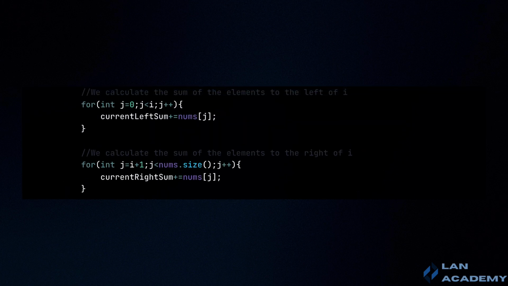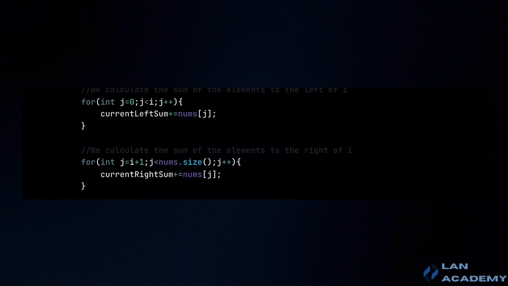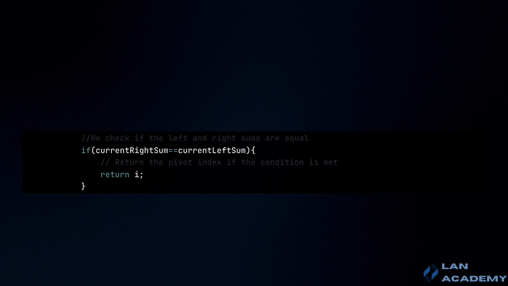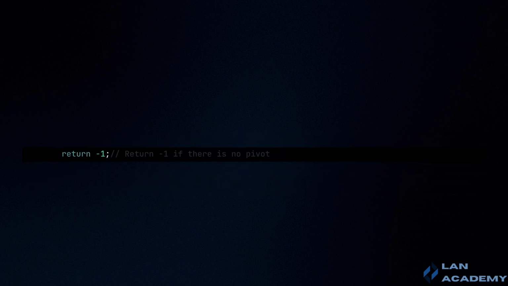After calculating the left and right sums for the current index, I check if they're equal. If current right sum equals current left sum, I have found my pivot index, so I return the current index I. If I finish looping through the array without finding a pivot index, I return -1 to indicate that no such index exists. Let me provide another example to illustrate how this works.